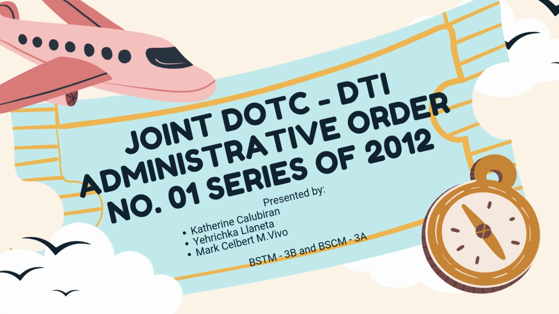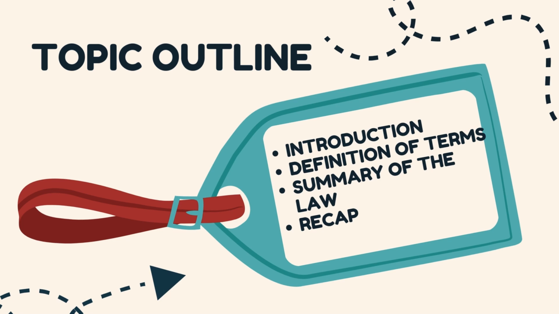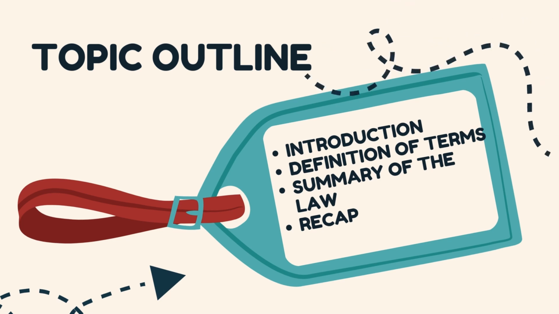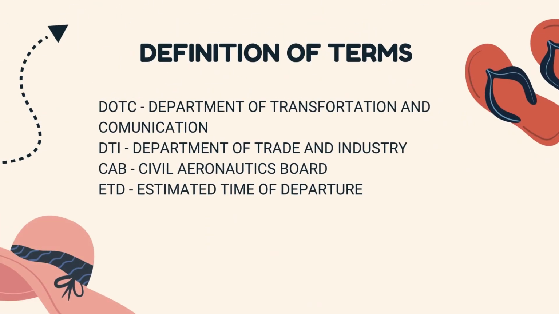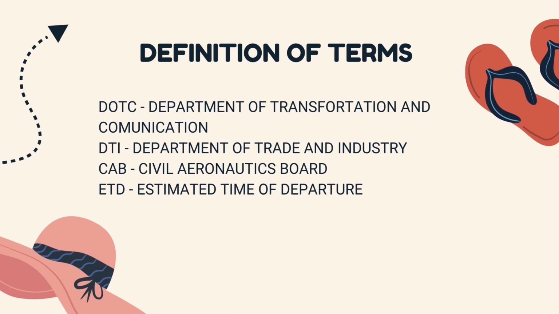I am here to report about the joint DOTC and DTI Administrative Order Number 1 Series of 2012. Topic outline: introduction, definition of terms, summary of the law, and the recap. Definition of terms: DOTC, Department of Transportation and Communication; DTI, Department of Trade and Industry; CAB, Civil Aeronautics Board; and ETD, estimated time of departure.